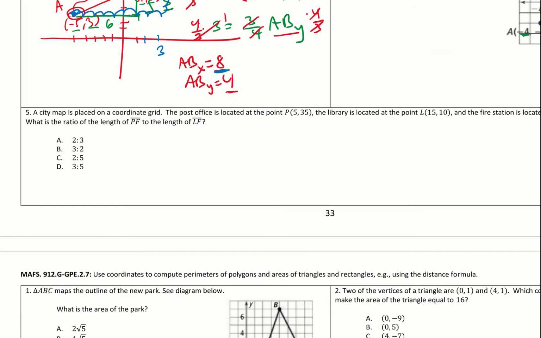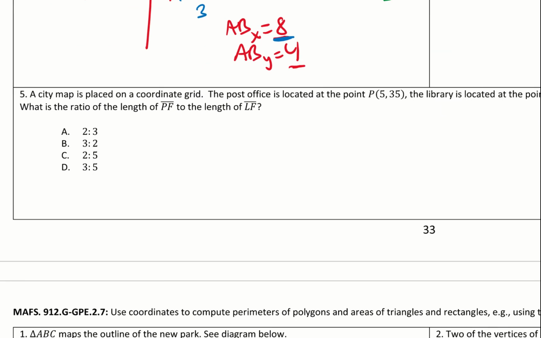Okay, so number 5, a city map is placed on a coordinate grid. The post office is located at (5, 35). So 5, 35. Let's graph that.